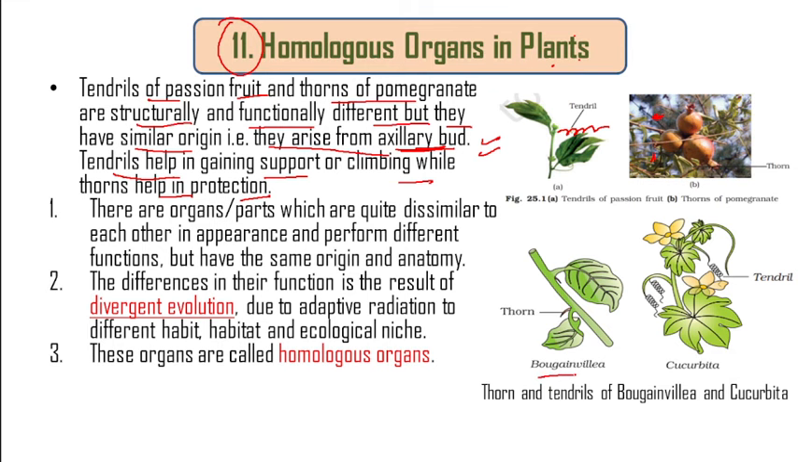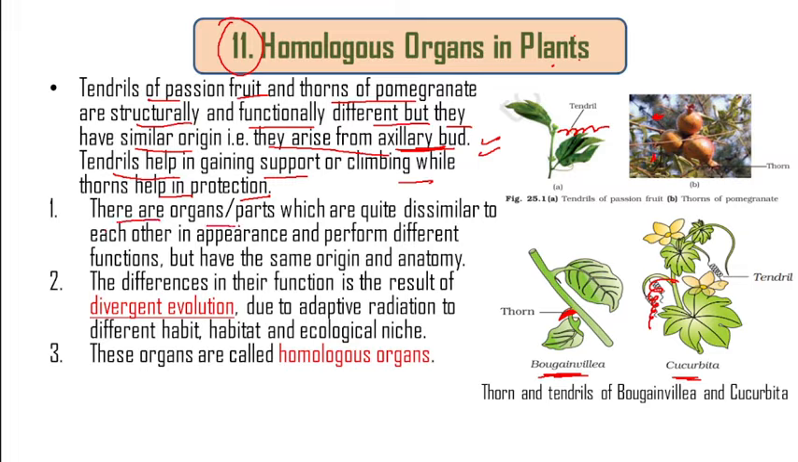Okay, you can see bougainvillea and cucurbita. These are the thorns of bougainvillea. These are the tendrils of cucurbita. Both of them are arising from a similar place, so they have the same origin but different functions. Therefore they are homologous.